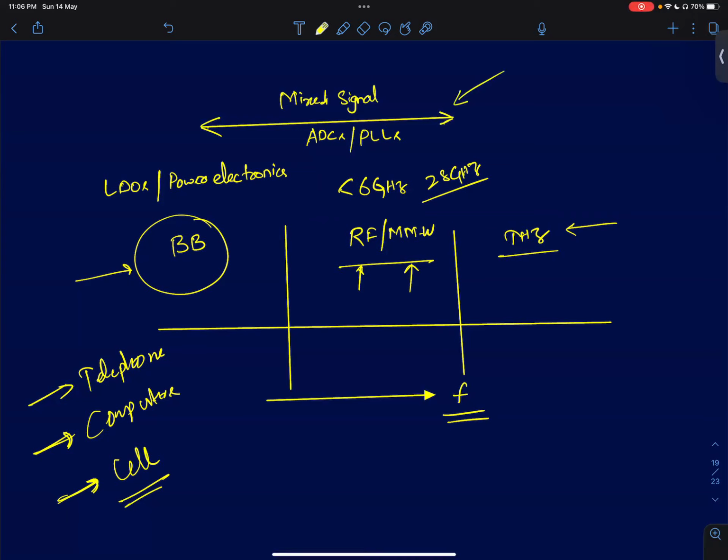So analog RF engineers work in different areas. Some engineers work on different blocks. They move from low frequency circuits to RF circuits at some point in their career, and if they're bored, they move to mixed signal circuits and so on. And there are some engineers who decide to work on one specific frequency range throughout their career, and they become domain experts. I'm talking about engineers working in industry.